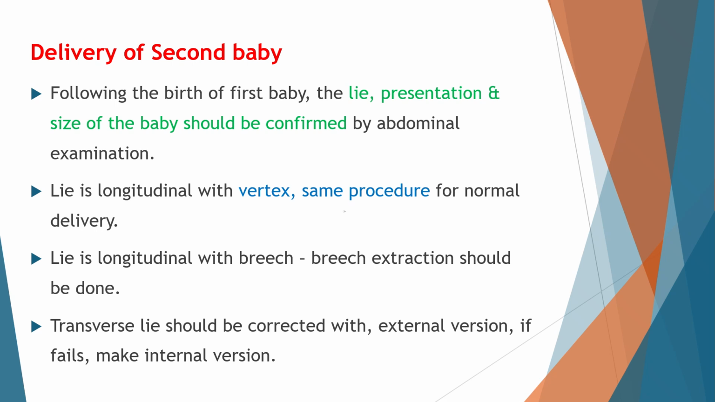If the lie is longitudinal but the baby is in breech presentation, then breech extraction is commonly performed to ensure a quick and safe delivery. In cases where the second baby is in a transverse lie, correction is necessary. Initially, an external version is attempted to turn the baby into a longitudinal lie. If this fails, an internal version is carried out, followed by appropriate extraction. Throughout this process, close monitoring and prompt decision-making are essential to prevent fetal distress and maternal complications.